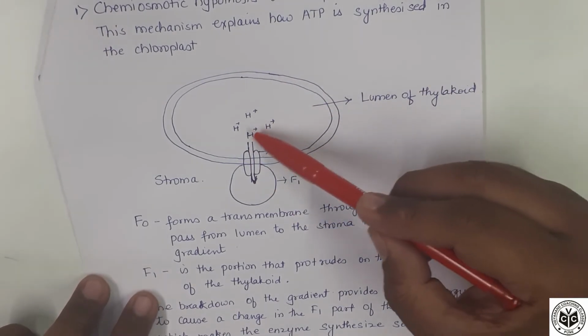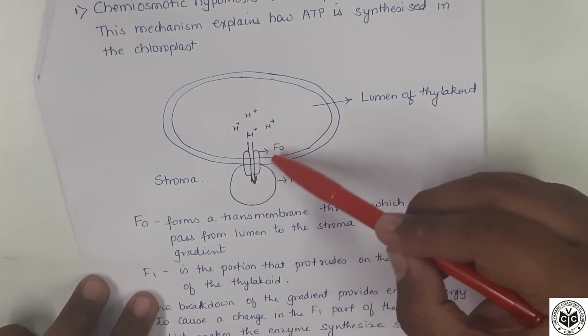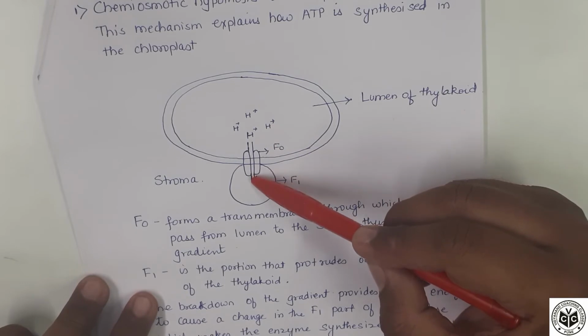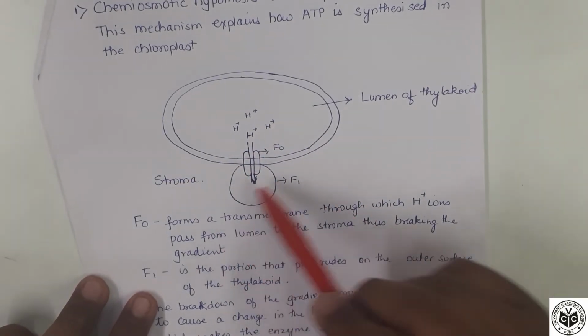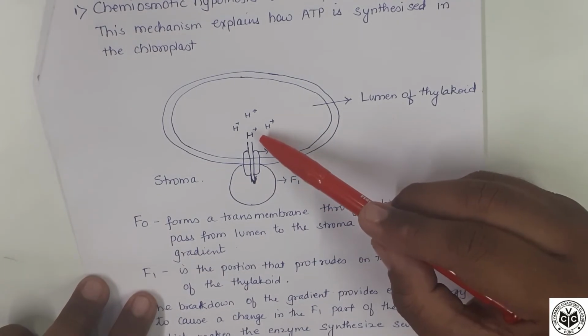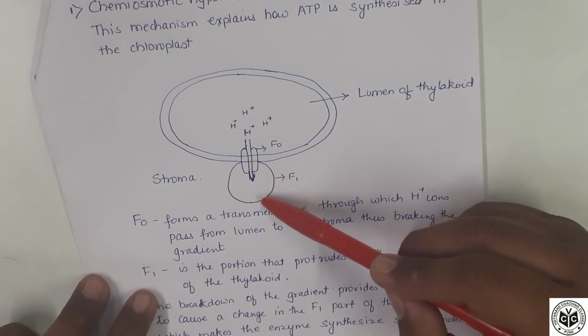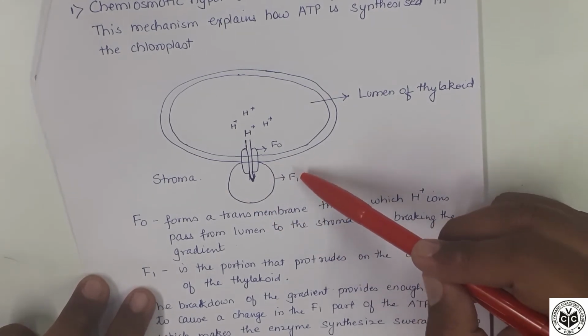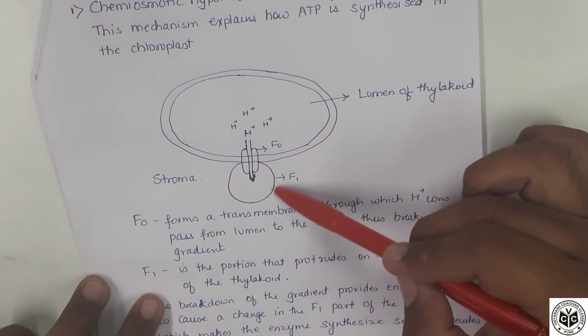So these hydrogen ions pass through this transmembrane. They pass through the F0 portion of this ATP synthase and they come out into the stroma. So because of this, the concentration gradient is broken down. And the second part of this enzyme ATP synthetase is F1. F1 is the portion that protrudes on the outer surface of the thylakoid.